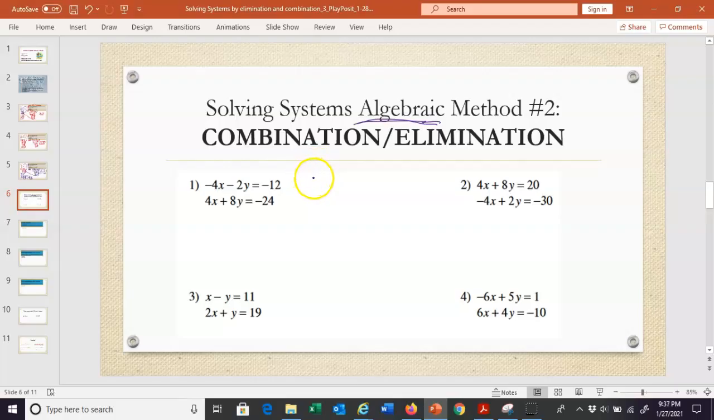So as you're looking at these 4 examples, take a look and see, what do you notice? What do you notice that they might have in common? These words, combination and elimination, how might they come into play with these 4 examples? And I'll give you a minute to look to see what kind of patterns you might see in these 4 different problems. And we're going to be able to solve all of these.